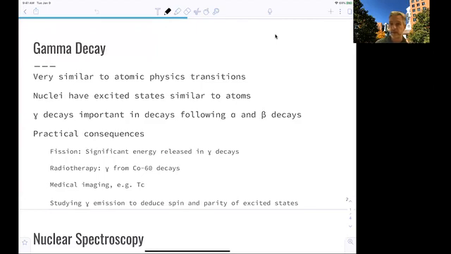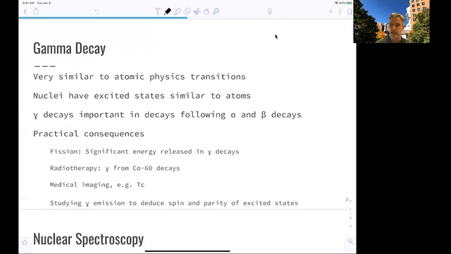Practical consequences of this are, for example, in fission processes, where a significant amount of energy can be released with photons, and radiotherapy, where we try to remove or kill cancer cells with gamma rays. Medical imaging works this way.